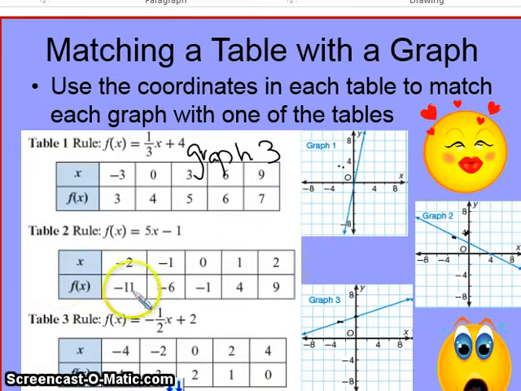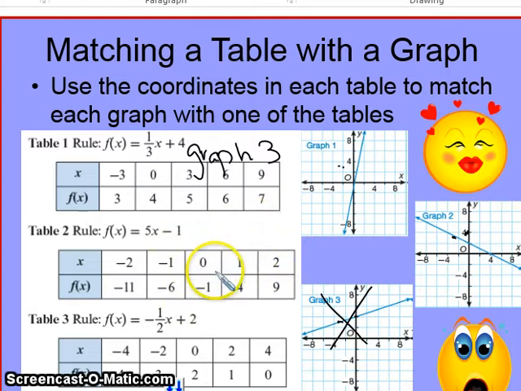Alright, let's check table 2. Here's the function, f of x equals 5x minus 1. That's how they got these numbers. For table 2, when x is negative 2, y is negative 11. When x is negative 1, y is negative 6. When x is 0, y is negative 1. Okay, so we're going to look at graphs 1 and 2, because that's all we have left. We've used graph 3. And check and see if these points match up to our line.